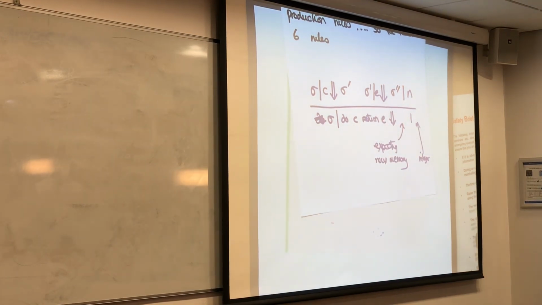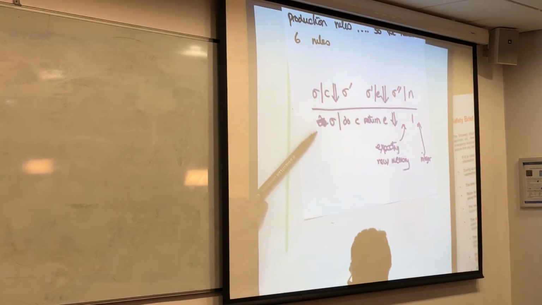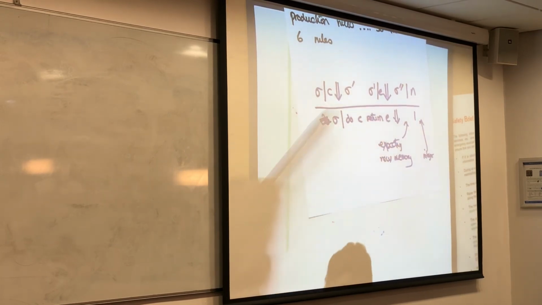Okay, so now we've done the pre-processing. We've thought about E, we've thought about C, we've evaluated them. How do we put the results together to get the overall result of evaluating do C, return E in the memory sigma?